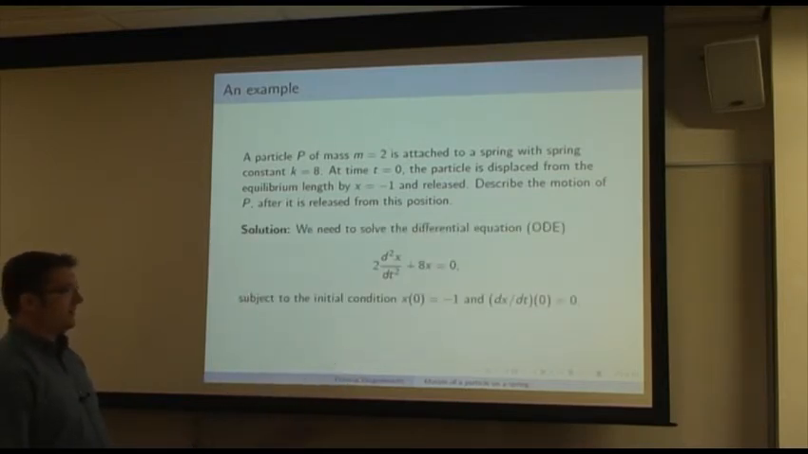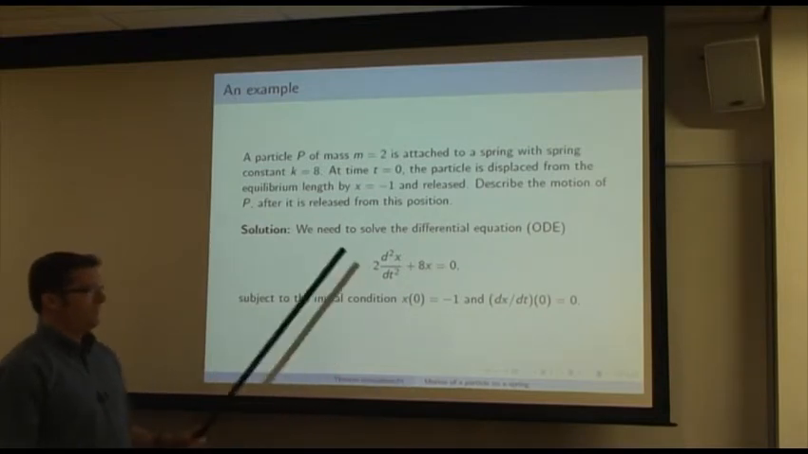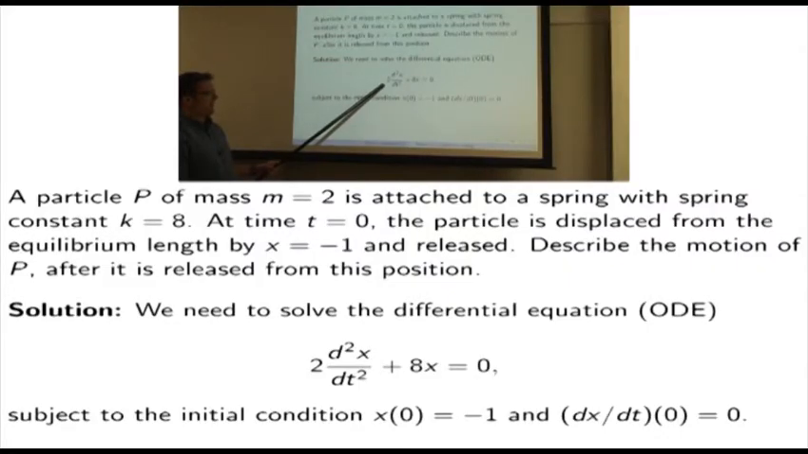I can write this now as a differential equation, just like before. The mass is 2, so I get 2 times the second derivative of x, k is 8, plus 8 times x is equal to 0. That's exactly the equation we had.